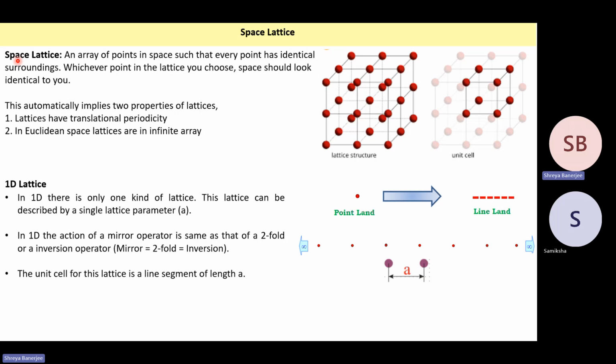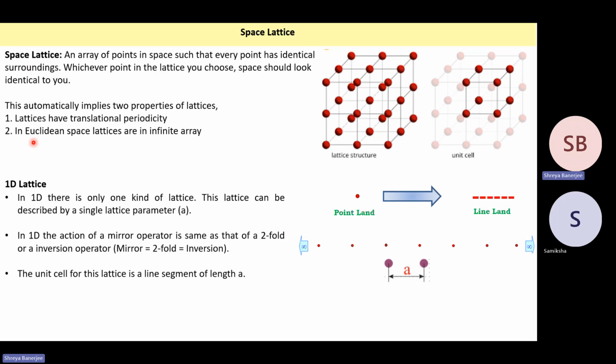Right. So space lattice is an array of points in space such that every point has identical surroundings. Whichever point in the lattice you choose, the space should look identical from everywhere. You can imagine any point in the lattice, and it will have similar surroundings compared to the other points. So repeating units of the unit cell form your lattice. Space lattice and lattice are the same thing.